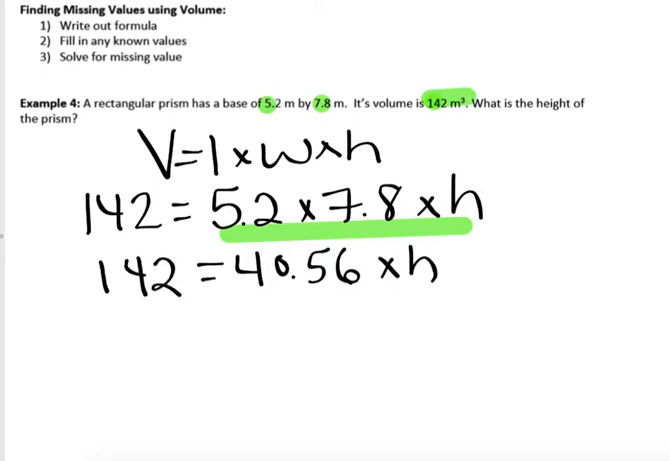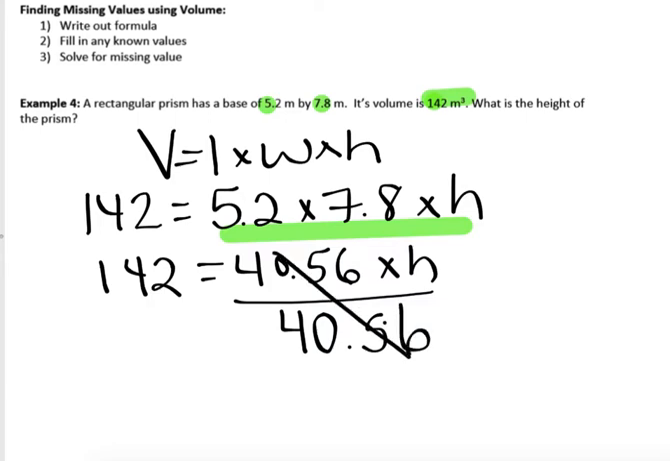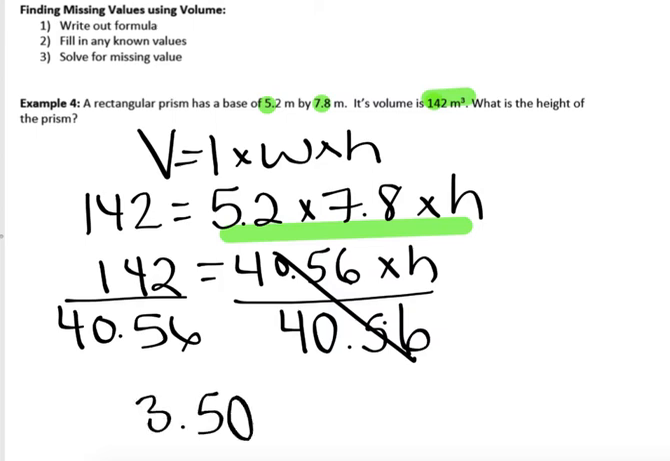Now I want to get h by itself, so I have to divide out, do the opposite. If I'm multiplying, I'm going to divide. If I'm adding, I'm going to subtract, vice versa. So here I am multiplying, so I'm going to get rid of this. And what I do to one side, I have to do to the other. So 142 divided by 40.56 is actually going to give me 3.50. So my height is equal to 3.5 meters, is equal to h.